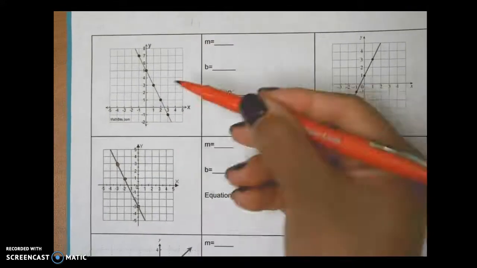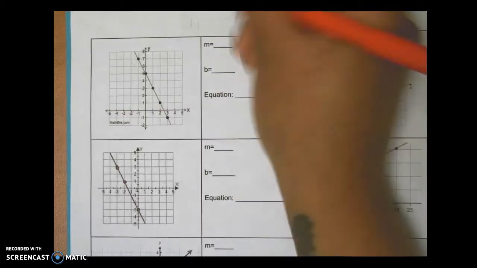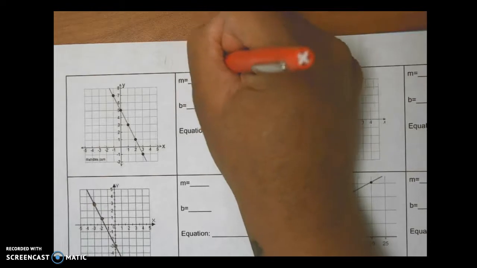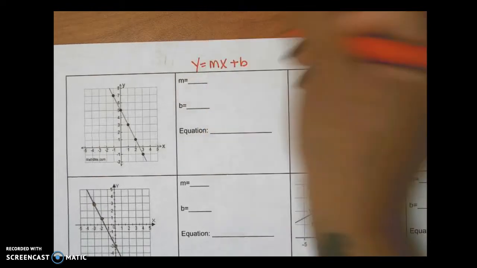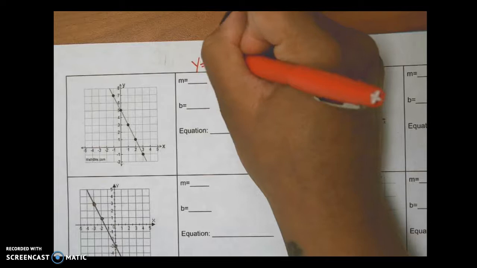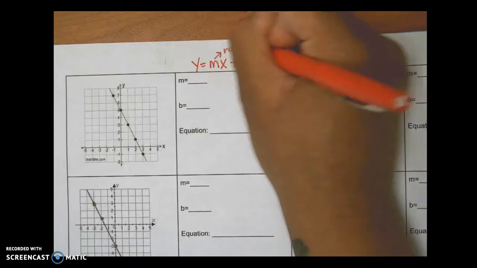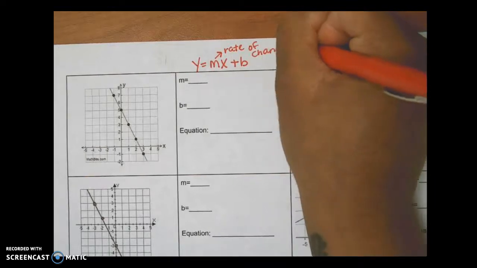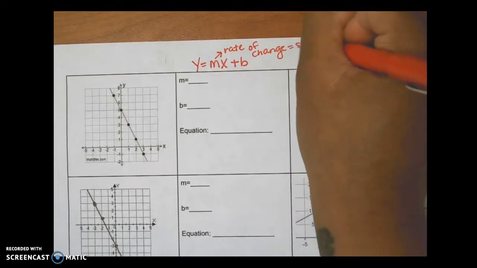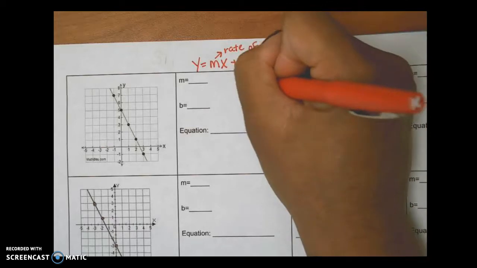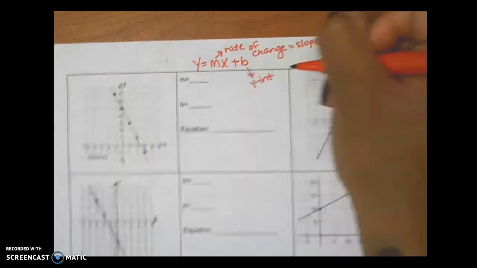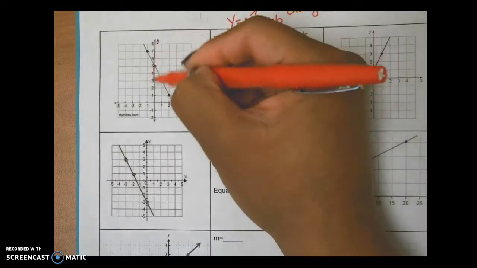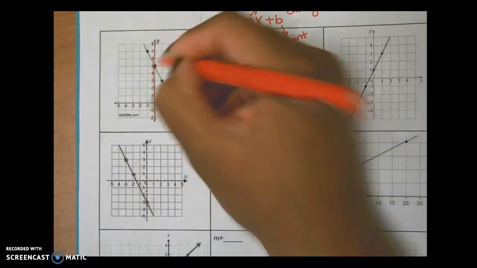So for each one we need to locate our b, and when we write our equation it needs to be written in y equals mx plus b form. M is my rate of change, or my slope. It has several different names. B is my y-intercept. That's where I cross the y-axis. This is my y-axis, so I cross right here.